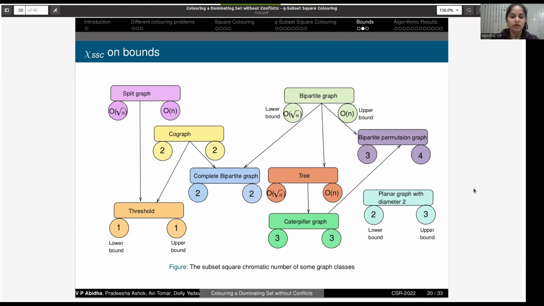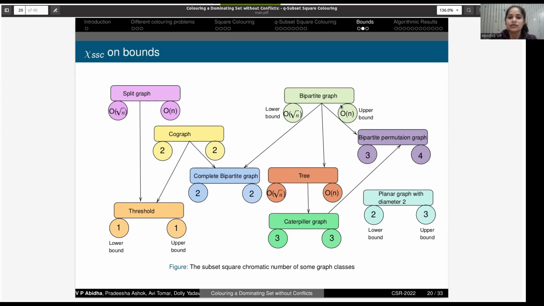The subset square chromatic numbers of some other graph classes are as follows. A caterpillar graph is a superclass of the bipartite permutation graph. The bipartite permutation graph needs 3 colors, and the caterpillar graph also needs 3 colors. The tree is a superclass of the caterpillar graph, and there exist some trees which need root n colors. The threshold graph is the intersection of split graphs and co-graphs, and the threshold graph needs only one color. The co-graph needs 2 colors. There exist some split graphs which need root n colors.